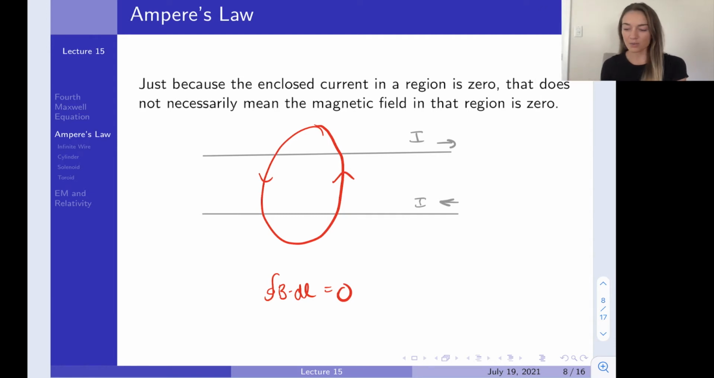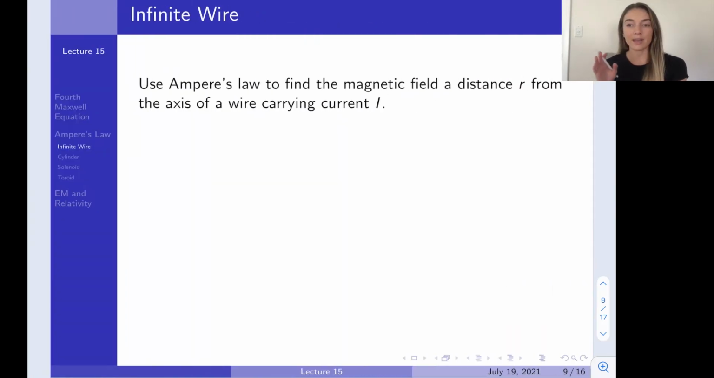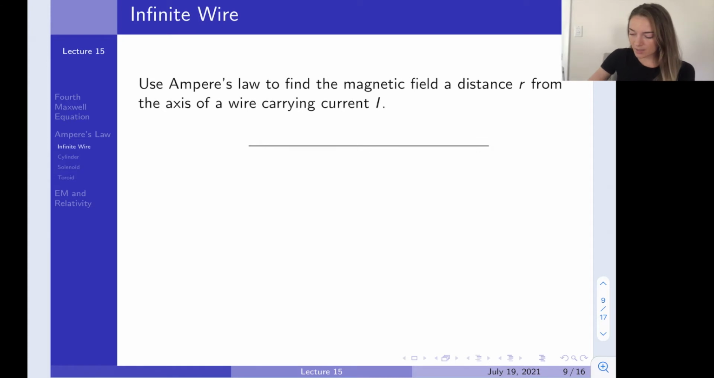Okay, so now we're going to do an example to see, when we have a high degree of symmetry, how we can use Ampere's law to find the magnetic field. We want to use Ampere's law to find the magnetic field a distance r from the axis of a current carrying wire. This is a case that has a high degree of symmetry. So we have some wire, let's say going like this, and it has some current I going down it.